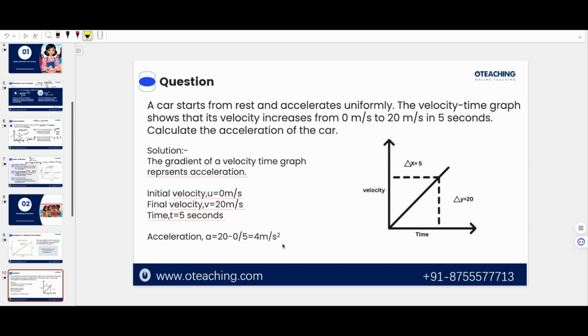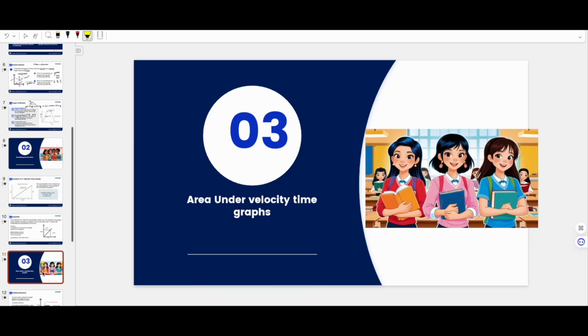So that was all for today. I have covered only one topic, what you can get from the velocity time graph, that is the gradient. There is another aspect to the velocity time graph, and that is the area under the curve. We are going to get the area under the velocity time graph specifically, which I will be bringing up tomorrow.